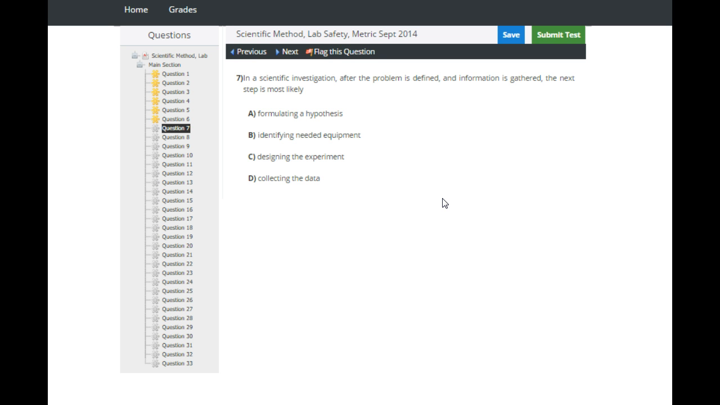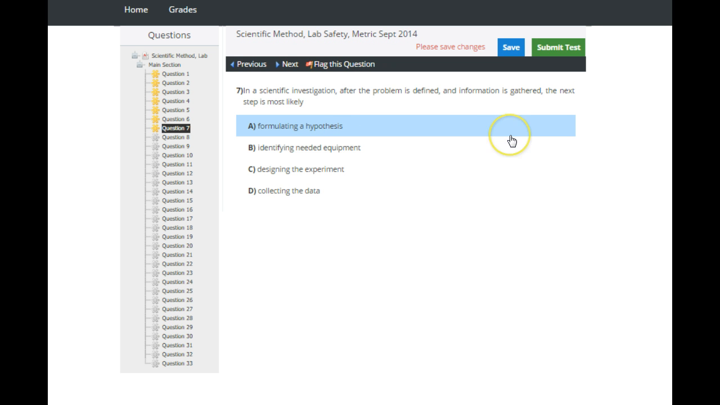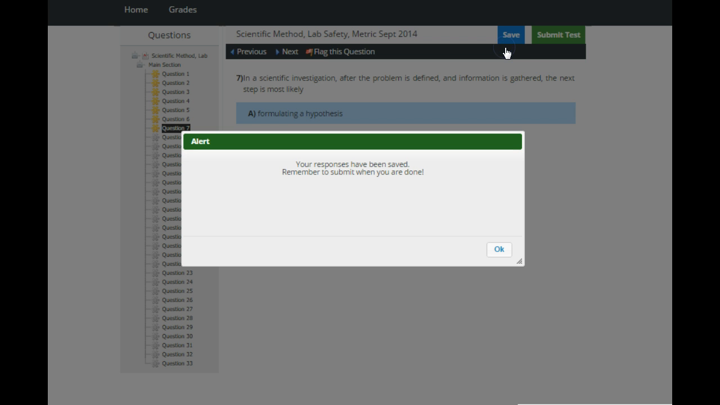Identifying needed equipment, well, you're kind of writing out your procedure after that. And that's the same thing as designing the experiment. And then you're not going to collect your data until step 5, so that's not it. So it has to be the one that says formulating a hypothesis. And you had this exact thing on your review sheet as well. I think it's on your review sheet is question 26. So save and go on.